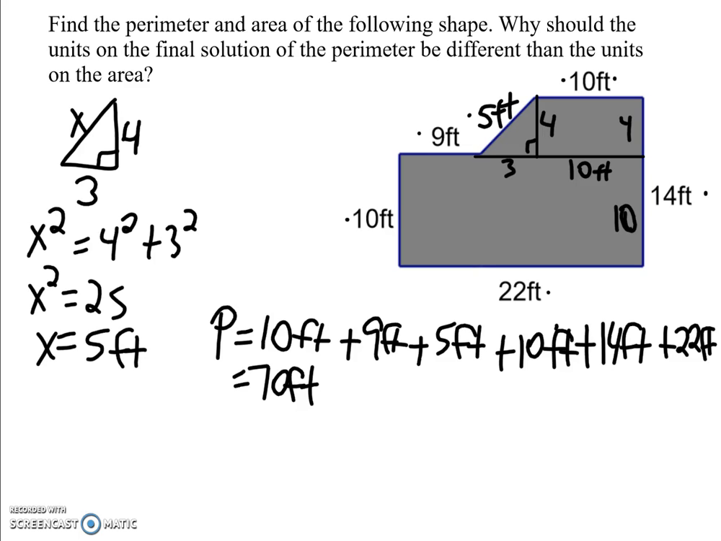That's if I took a piece of rope and went all the way around the edge. And it's in feet because I'm dealing just with the length. Perimeter is only a length.